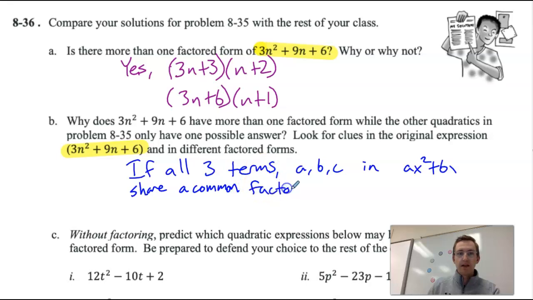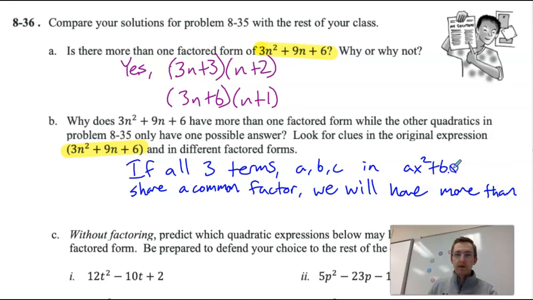In our example here, that common factor was 3. We will have more than one solution.